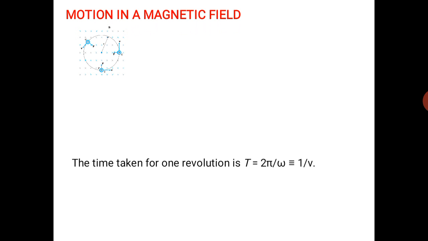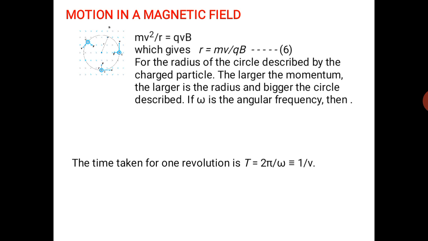for centripetal force, that is mv square by r and QVB, mv square by r equal to QVB, which gives r equal to mv divided by QB. See, for the radius of the circle described by a charged particle, the larger the momentum, the larger is the radius and bigger the circle described. Clear? So it means if momentum is more, we are getting more radius of that circular path.